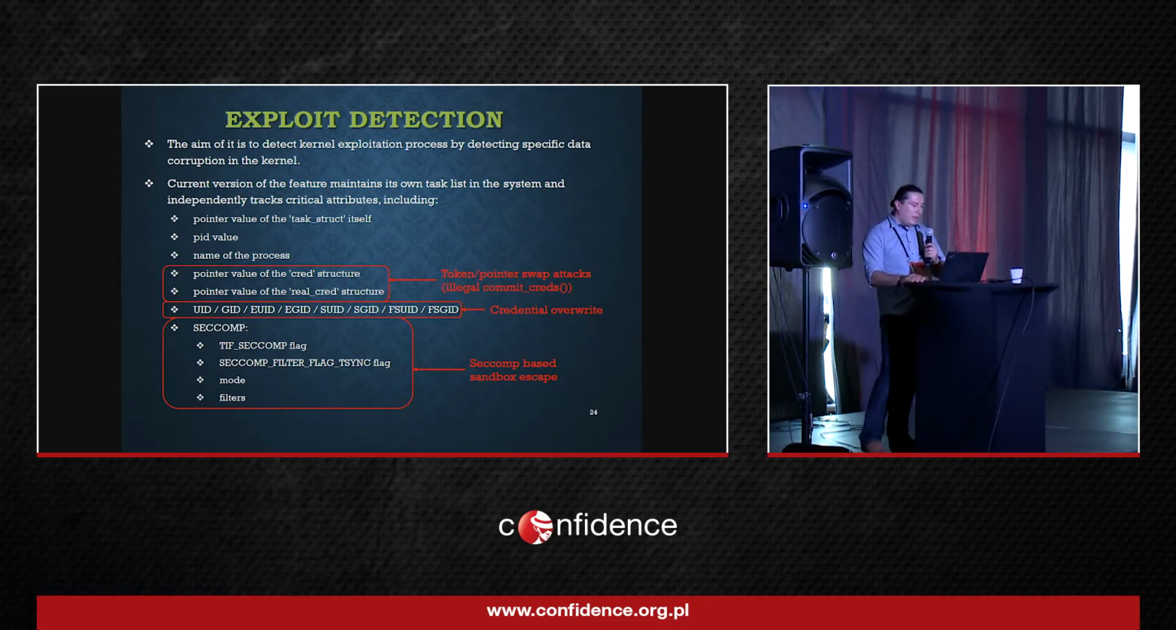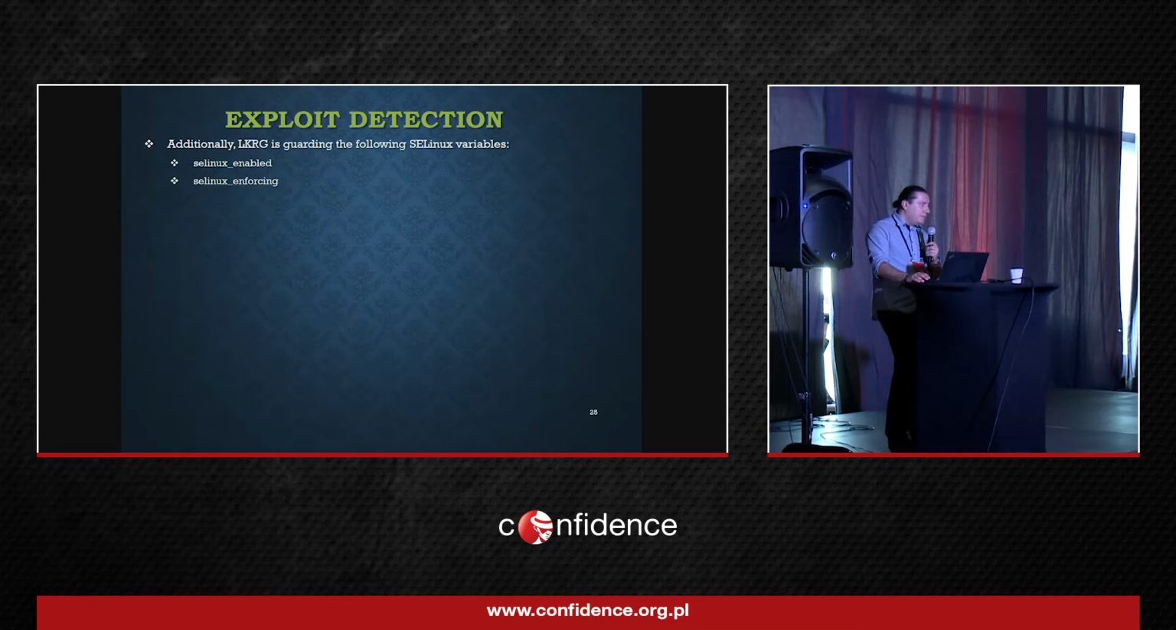And I've made a test, and each of these features works. I ran an exploit against the Chrome sandbox, an exploit using a vulnerability in waitid to escape the Chrome sandbox, and it's currently detected in three ways. It detects that the sandbox was compromised, it detects that the ID was changed, and it detects that the sandbox escape happens. Additionally, LKRG guards the following SELinux variables: selinux_enabled and selinux_enforcing.